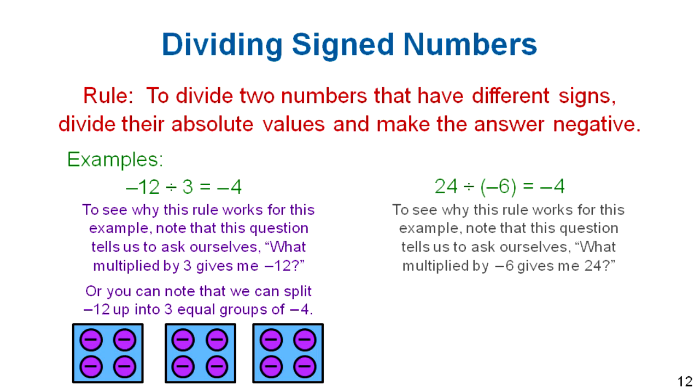To divide 24 by -6, we can start by noting that 24 divided by 6 is equal to 4, and then, since we are dividing two numbers with opposite signs, make our answer negative. To see why this works, you can note that this question is telling us to ask ourselves, what multiplied by -6 gives me 24?